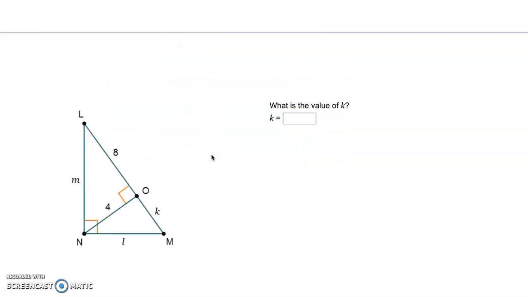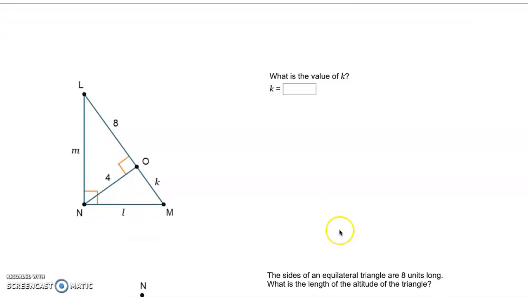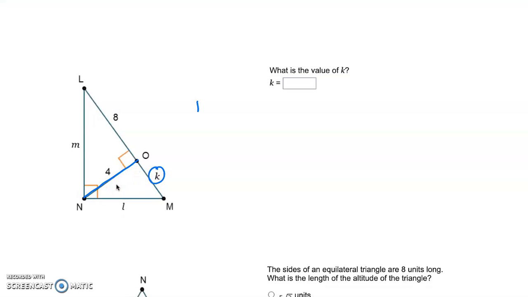Now we're just going to go through some of the problems from your assignment, and make sure we understand what we need to use. In order to find the value of k, we have to look at what we know. We don't know L, so we can't use the Pythagorean theorem. We do know the altitude is 4. So I can set up k over 4 is equal to 4 over 8, because that is my geometric mean altitude theorem. Then I cross multiply: 8k equals 16, so k equals 2.